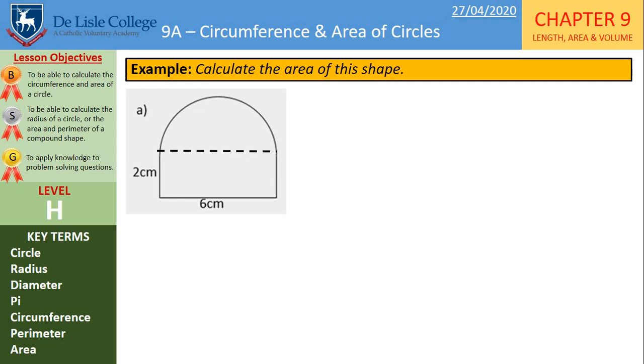So to work out the area of this shape, we are going to work out the area of a semicircle plus a rectangle. So we've got half of pi r squared plus the rectangle, which is length times width.